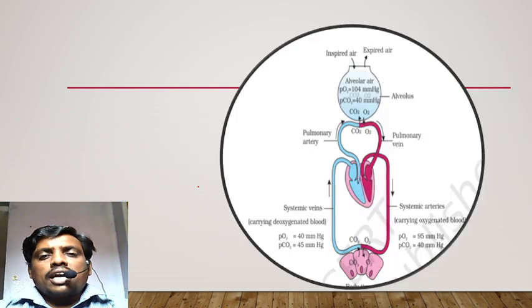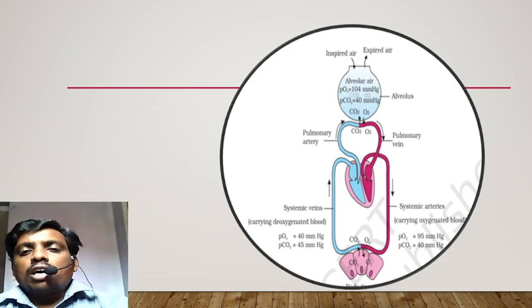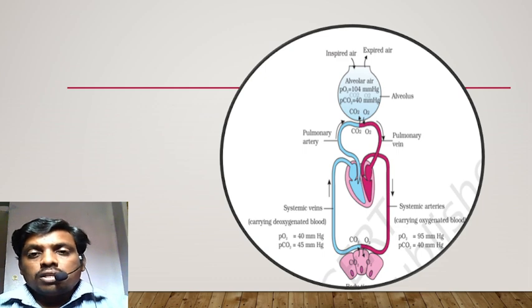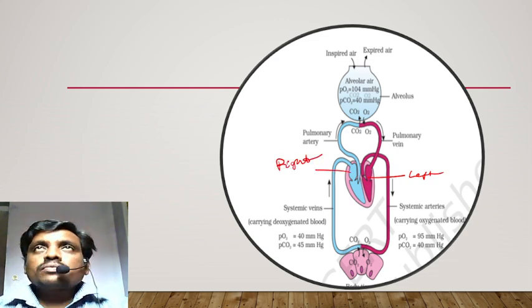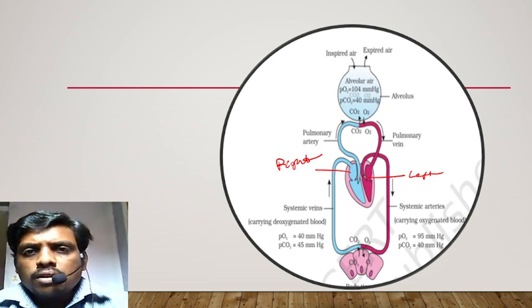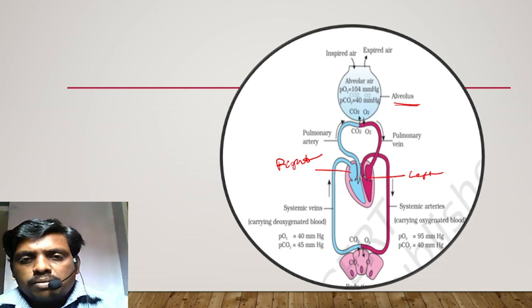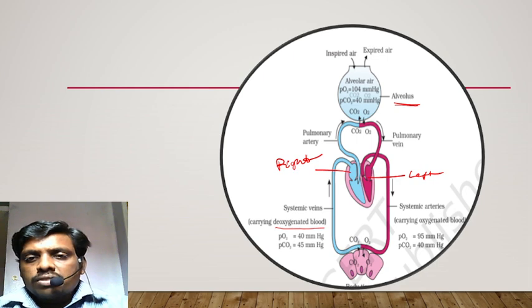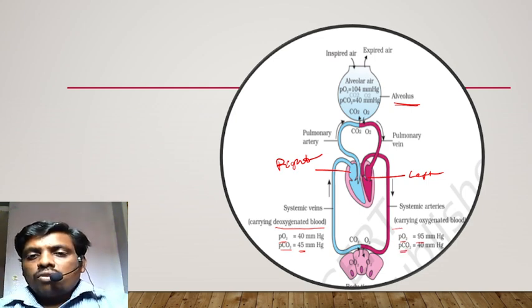Finally, this is the diagrammatic systematic view of the entry of various gases and exit of carbon dioxide from the various structures. You can see here this is the heart. This is the left side of the heart. This is the right side of the heart. Now in this case, you can see inspired air or expired air here. Alveolar air: PO2 is 104 mm Hg, PCO2 40 mm Hg, in the alveolus. Systemic veins and systemic arteries carry the deoxygenated blood and the oxygenated blood respectively. PO2 is 40 mm Hg here, PCO2 45 mm Hg. In a similar manner, inside the oxygenated blood, the partial pressure of oxygen is 95 mm Hg, and the partial pressure of carbon dioxide is 40 mm Hg.